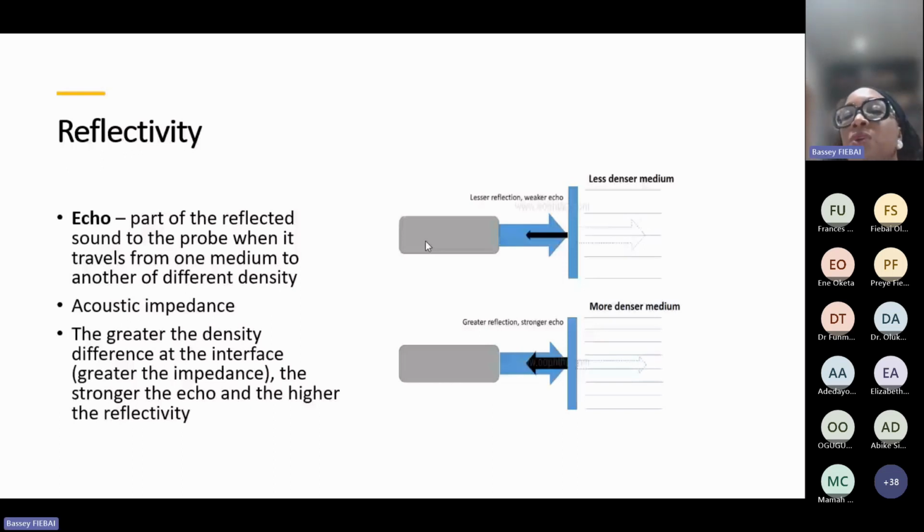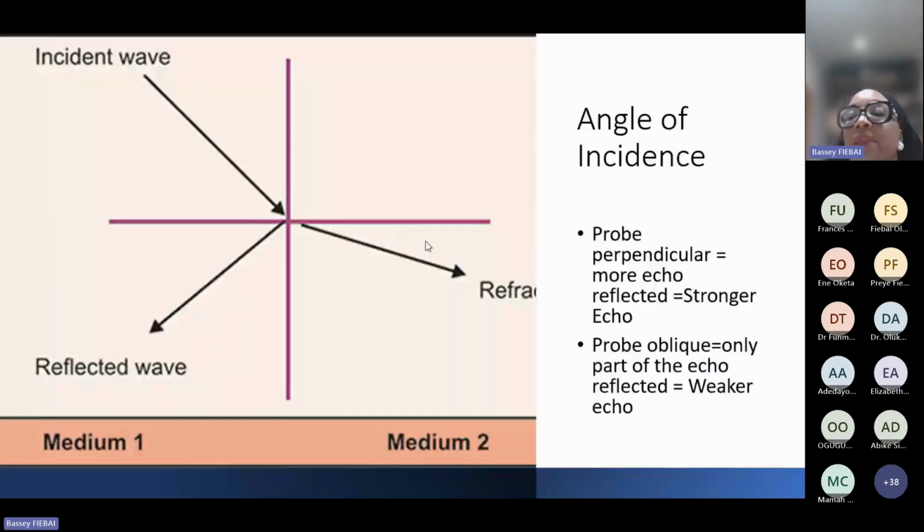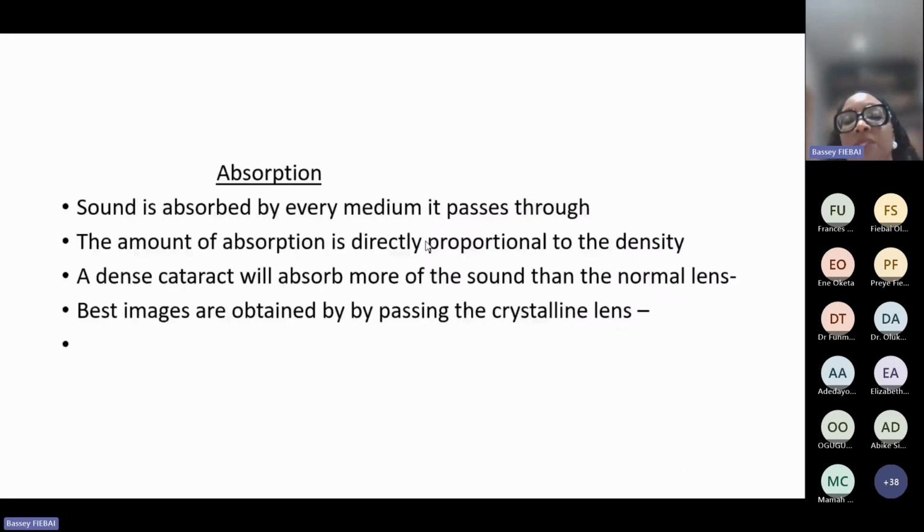The angle of incidence also affects the type of echo that you get on ultrasound scan. If your probe is placed perpendicular, then you have a stronger echo. If it is placed obliquely, then the echoes that you will get will be weaker. Absorption is another property that can affect the strength of your echo.